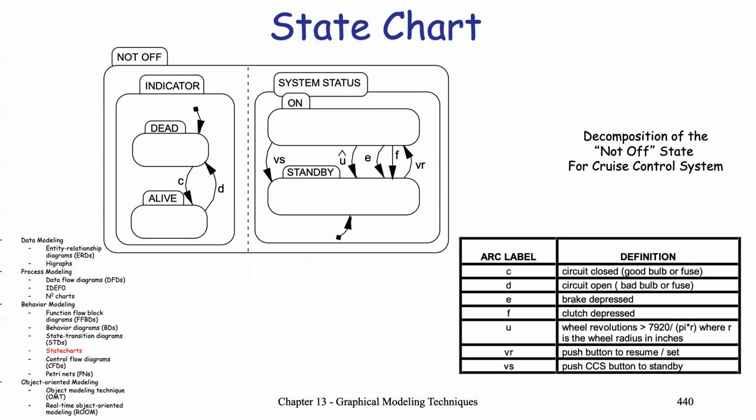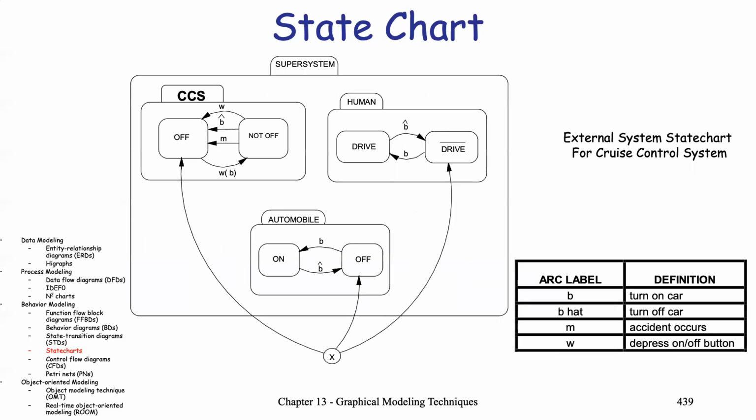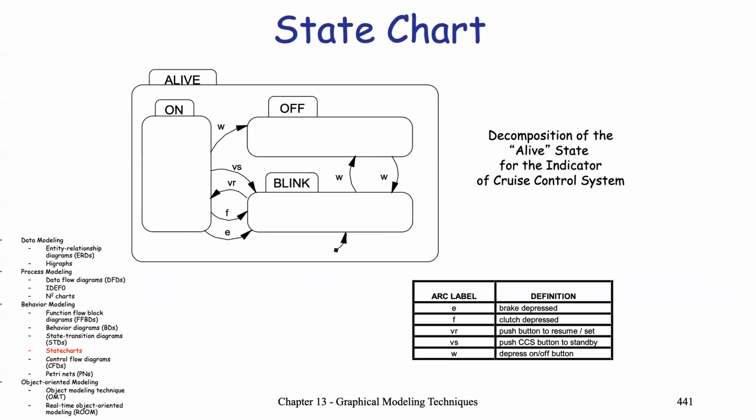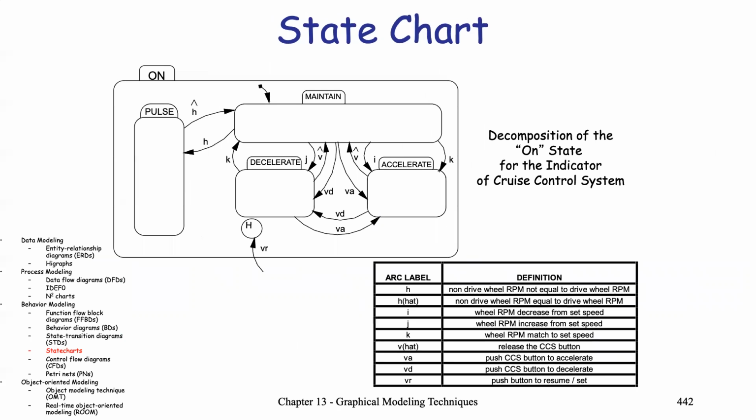Here is a decomposition of the not off state for the cruise control system. So now we're getting a little bit more specific. So it's a flow down, getting more detailed than what we showed on that previous slide. Here is a decomposition of the live state for the indicator of the cruise control system. And so we're seeing a couple more detailed examples of these state charts. Here's a decomposition of the on state for the indicator of the cruise control system.